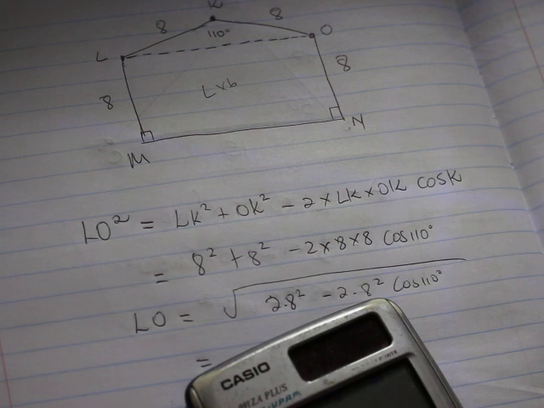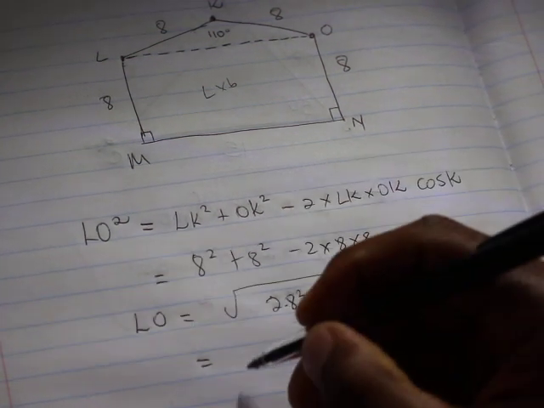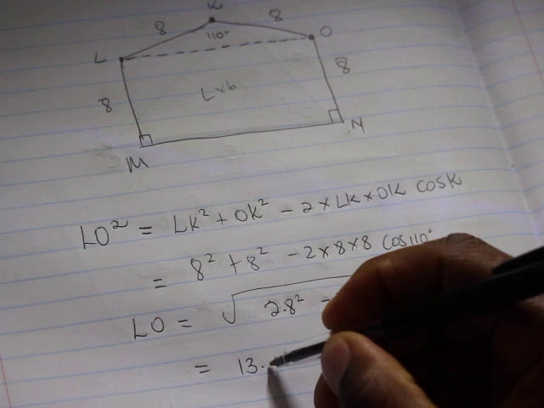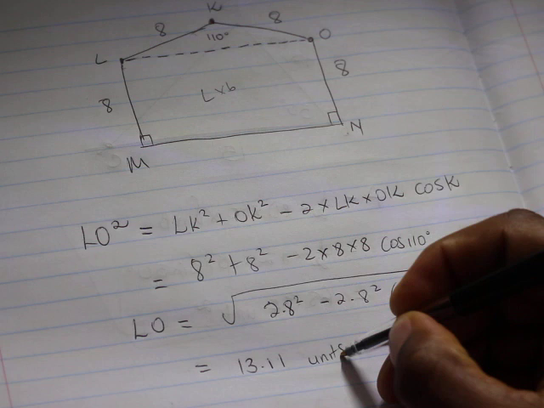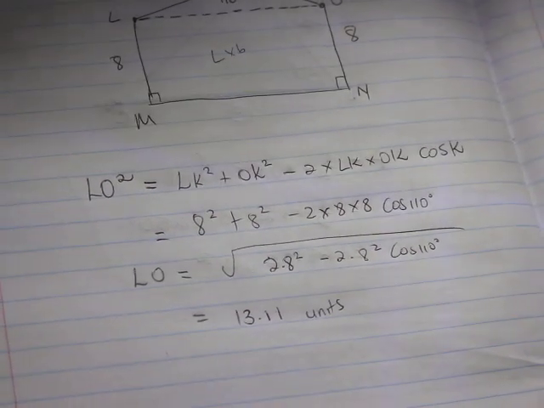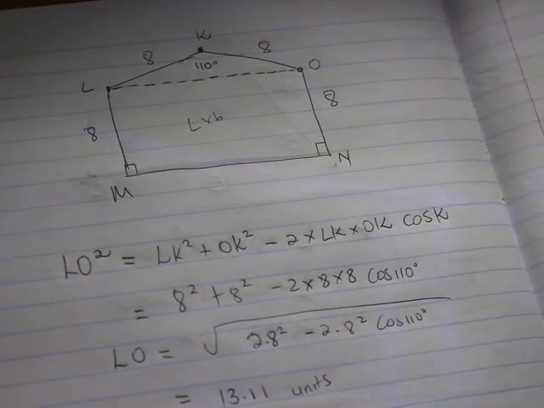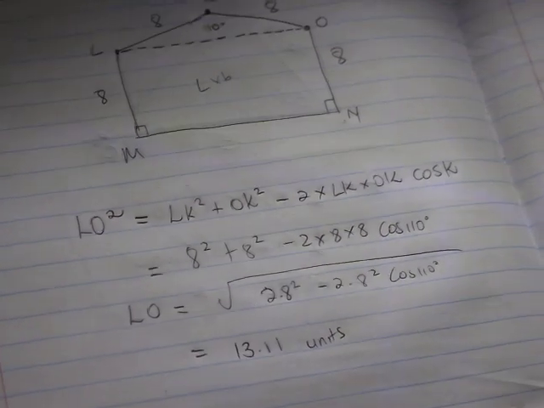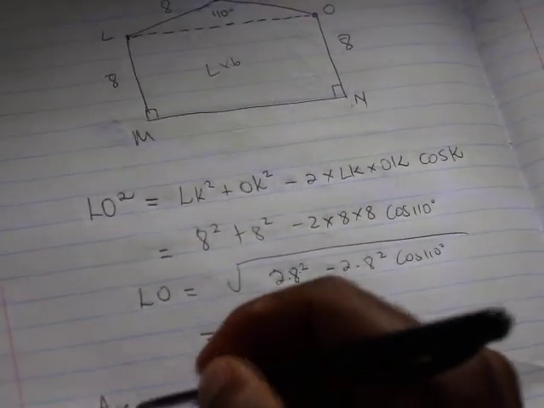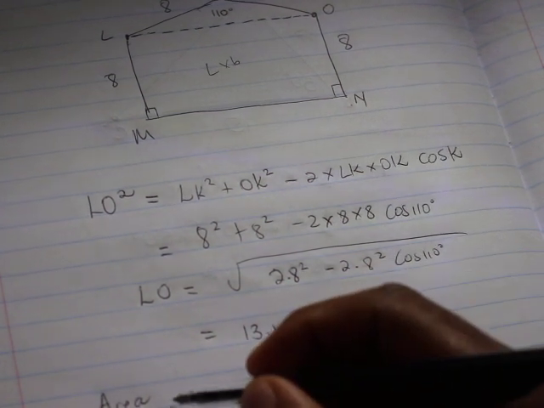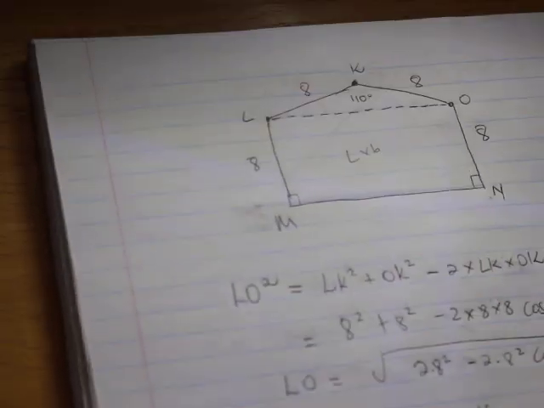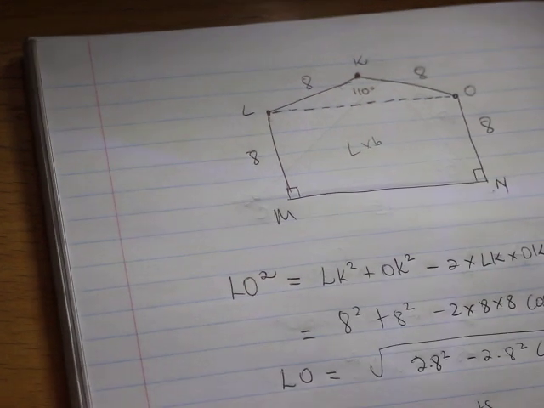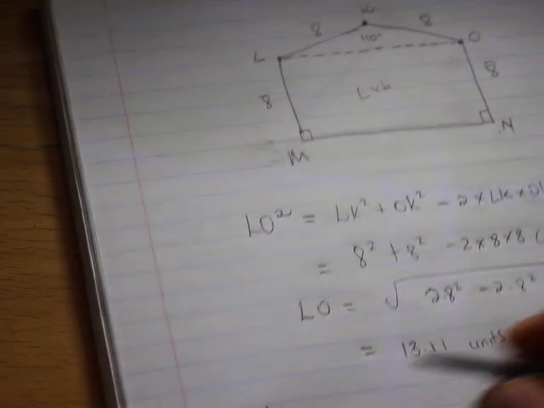So now the answer is 13.11 units. All right, that's the length of LO. Now if the length of LO is like that, then we're ready to find the area of the rectangle LONM.